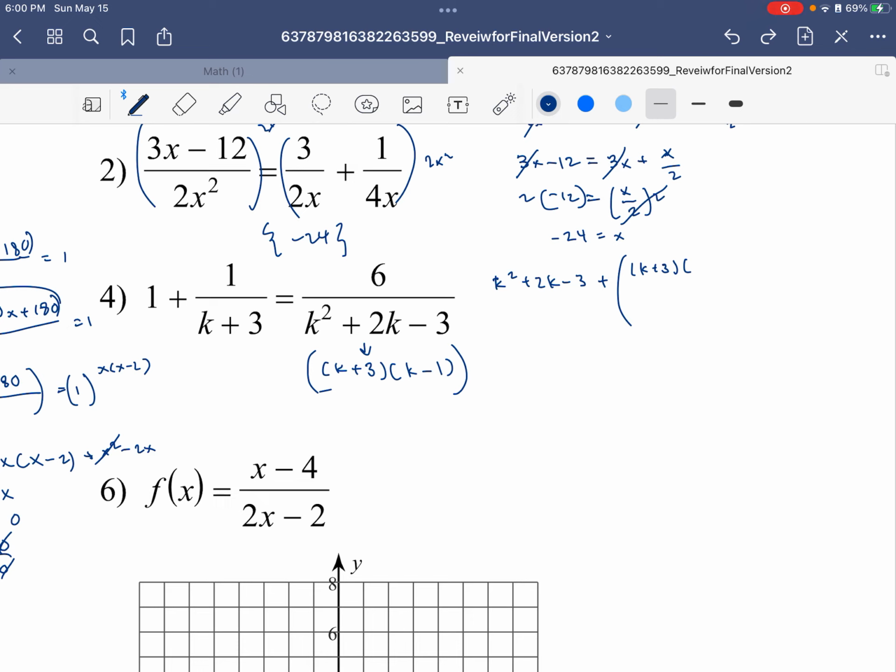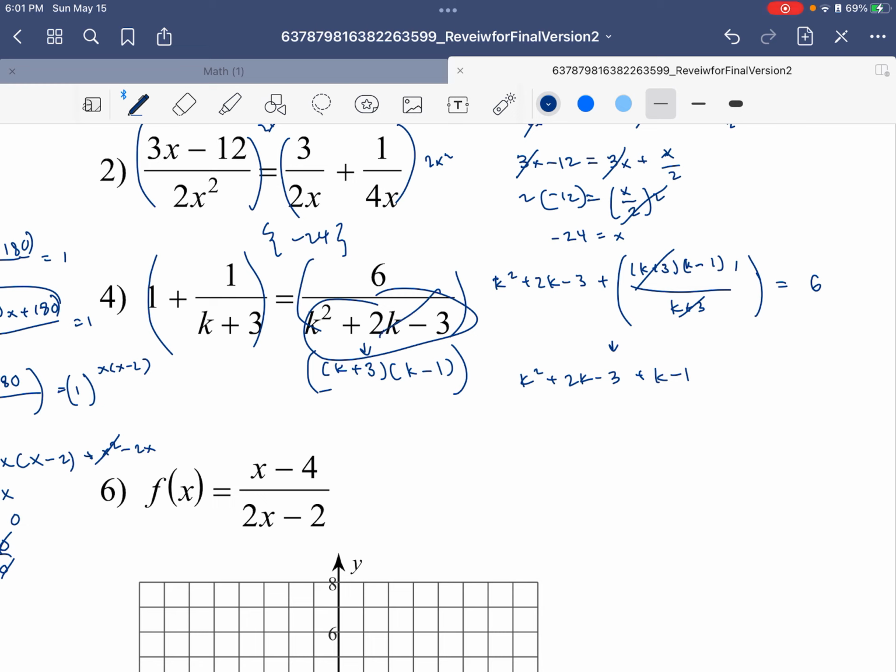Where was I? Oh, times 1 over k plus 3, and then k plus 3 cancels out. So that just makes it easier when we go to rewrite. It'll just be k minus 1. Now I guess it's easier to see and understand also. And it'll be equals 6 because when we multiply both sides by this denominator, it cancels out this denominator. So it's just going to be equal to 6.